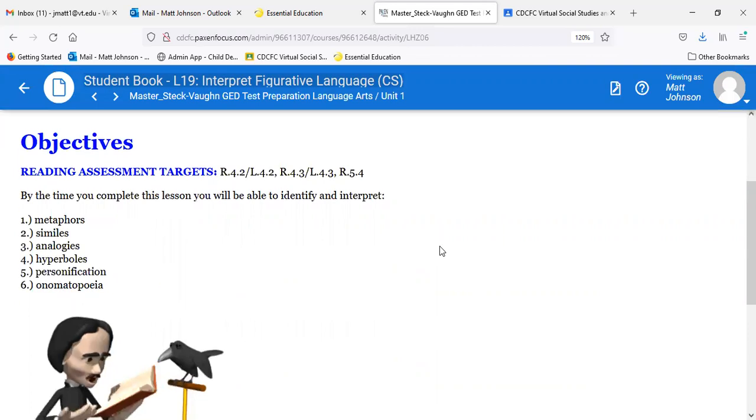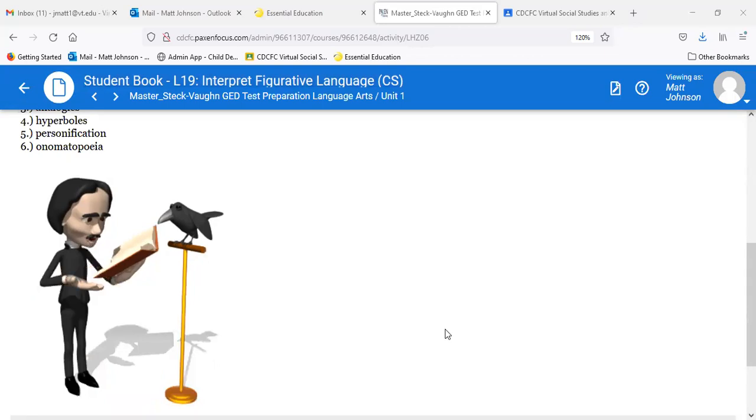Okay. So what we're looking at today will be metaphors, similes, analogies, hyperboles, personification, and onomatopoeia. All right, so you can take a guess what that is. Well, we're going to find out here in a second, and it's kind of fun. Okay, let's take a look at her.